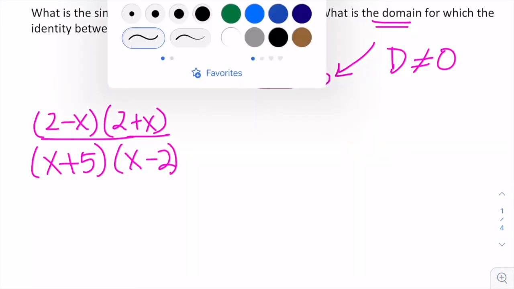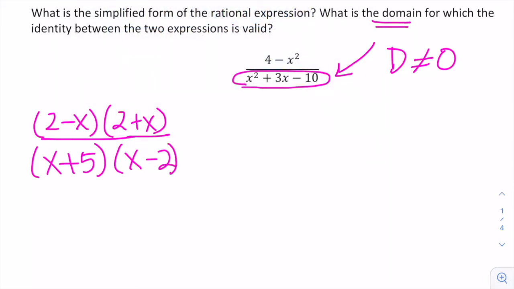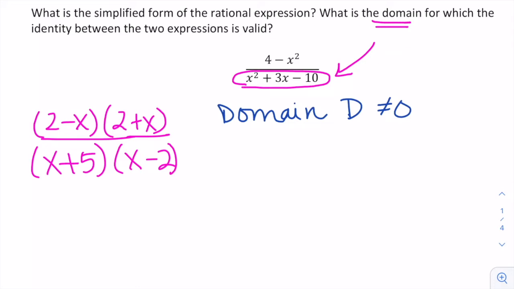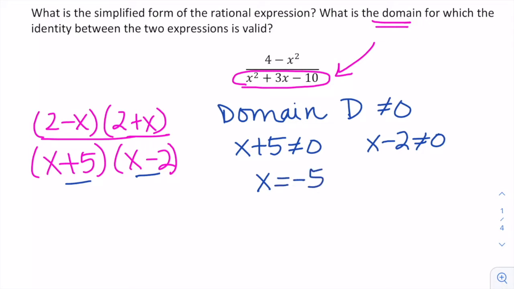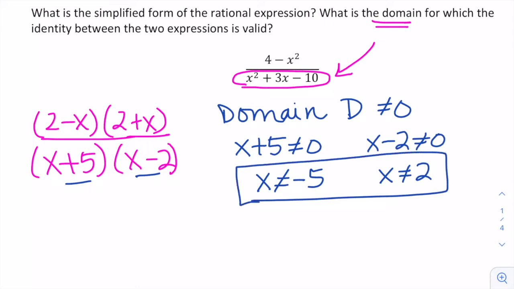So we know that for the domain, the denominator cannot equal 0. Okay, so when I look at these numbers, these cannot equal 0. So x plus 5 cannot equal 0. x minus 2 can't equal 0. Because if we have 0, that means we're going to have to be dividing by 0. So if I put negative 5 in there, the bottom will equal 0, and we can't have that. And if I put in 2 for x, that also makes the denominator equal to 0. So those are two numbers for x that will not work.